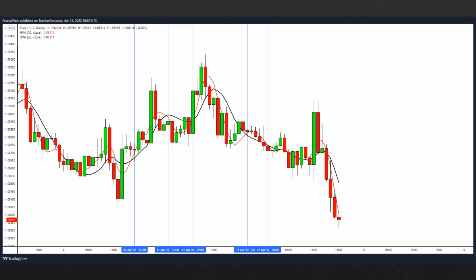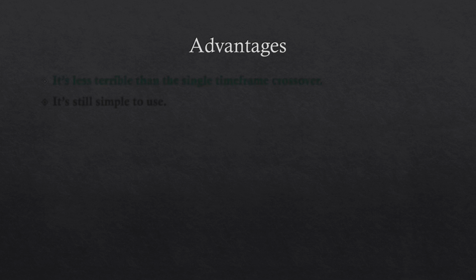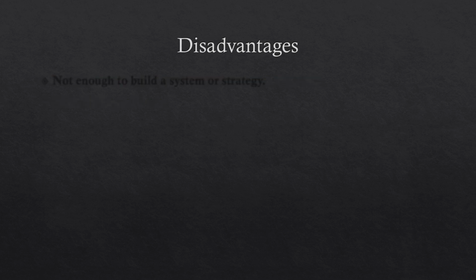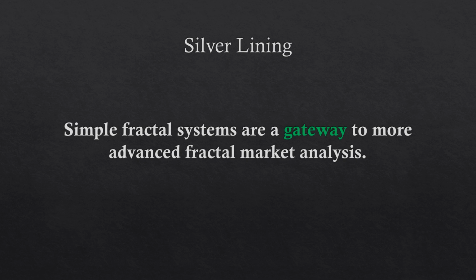In the example I gave, I used the daily and 4-hour charts. This works in the exact same way in all time frames. The advantage of this strategy is that it's less terrible than the single time frame crossover, and it's still very simple to use. The disadvantage is that it's still not enough to form a sound trading strategy. The silver lining here is that this is a prelude or a gateway for you to get into fractal market analysis, which goes much deeper than this.